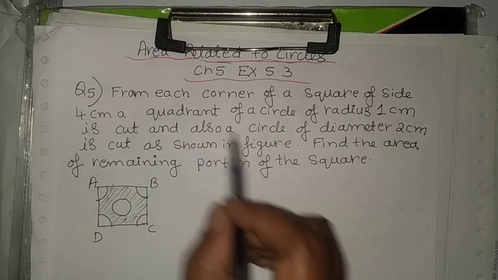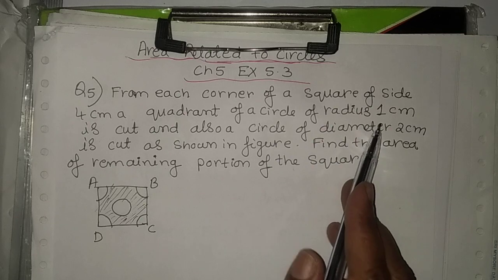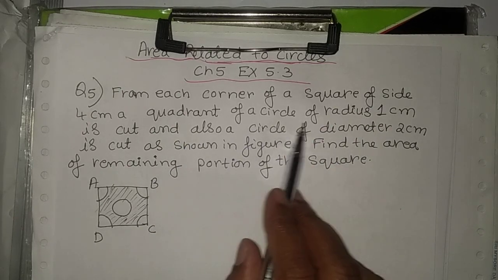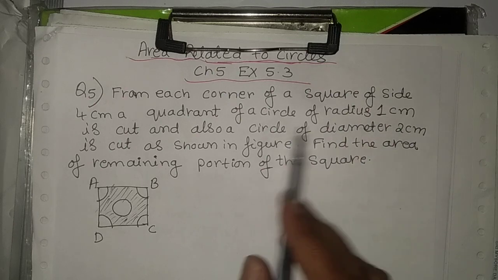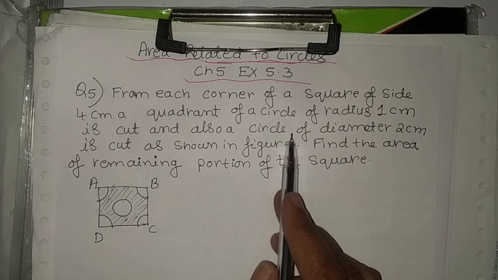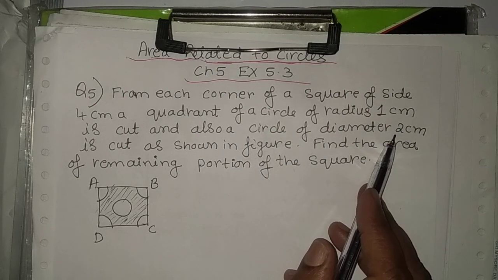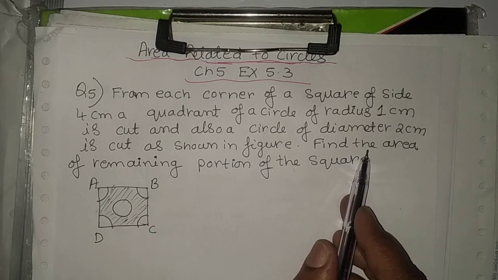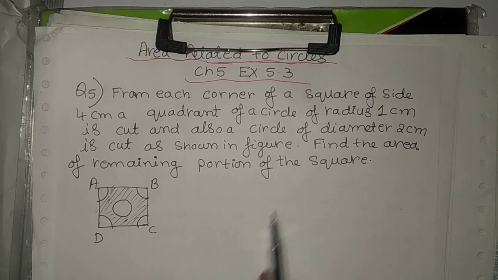From the fifth problem: from each corner of the square of side 4 centimeters, a quadrant of a circle of radius 1 centimeter is cut, and also a circle of diameter 2 cm is cut as shown in the figure. Find the area of the remaining portion of the square.